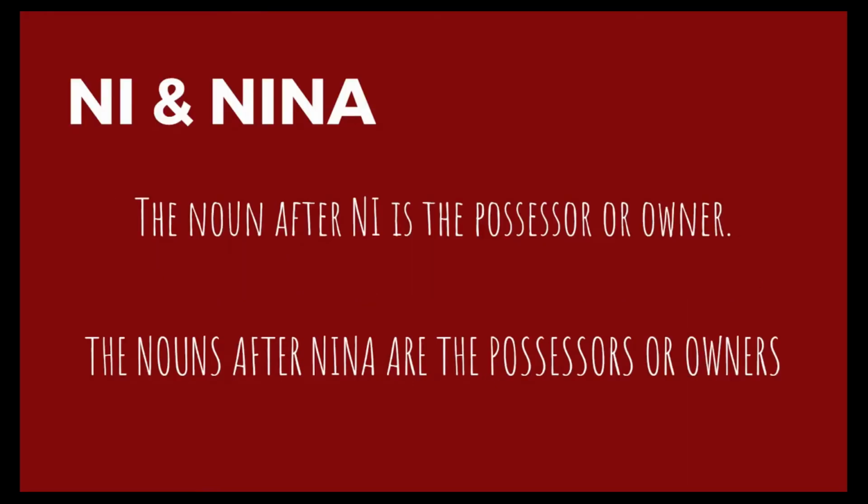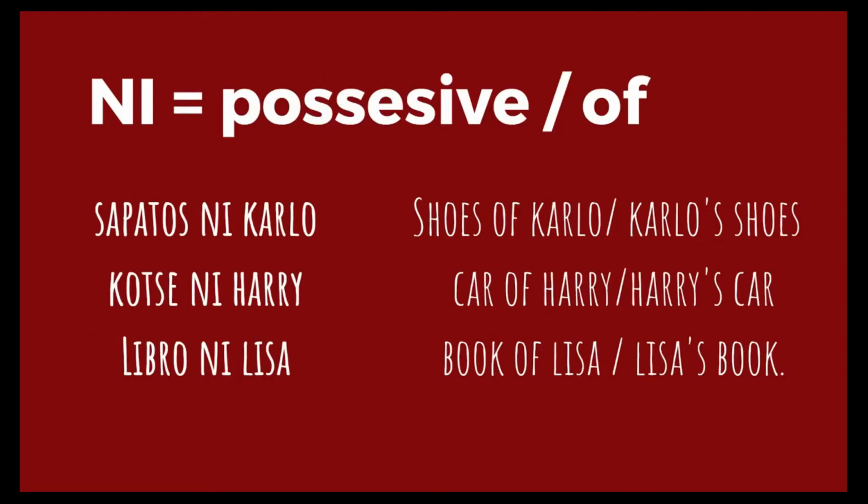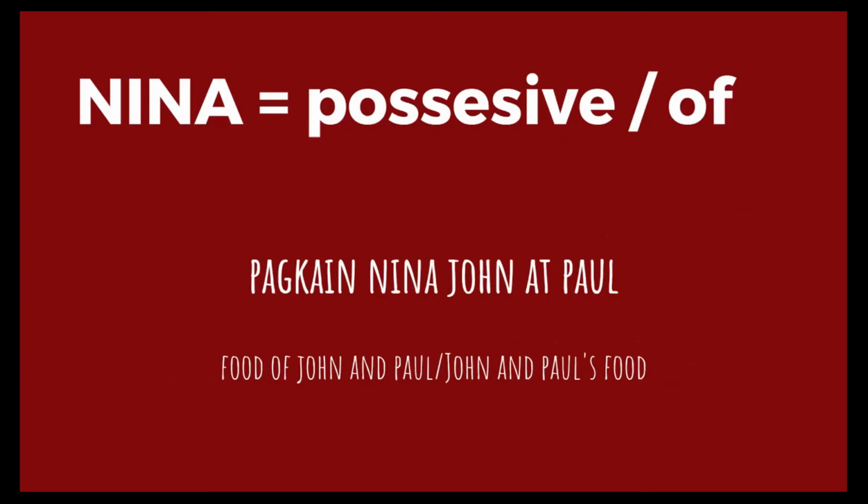The noun after ni is the possessor or the owner, and the nouns after nina are the possessors or owners. So it's a little bit equivalent to of in English. So for example, sapatos ni Carlo, shoes of Carlo or Carlo's shoes, coche ni Harry, car of Harry, Harry's car, libro ni Lisa, book of Lisa or Lisa's books. Another one using nina, pagkain nina John at Paul, food of John and Paul or John and Paul's food.